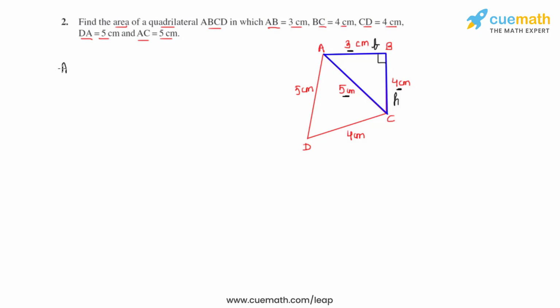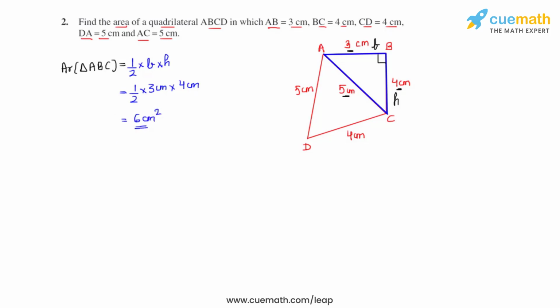So we can take AB to be the base while BC is its respective height for triangle ABC. So the area of triangle ABC can be found by making use of the formula half into base into height. So let's substitute these values. We get 1 by 2 times 3 centimeters times 4 centimeters. That on further calculation gives us that the area of triangle ABC equals 6 centimeters square.